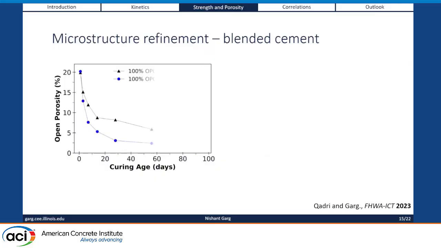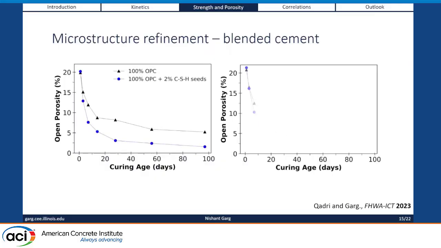Then we start looking at the microstructure refinement. We look at different cases: the 100% OPC and the OPC with fly ash. And in both cases, at a 2% dosage, you do see a reduction in porosity, which means not only do we have a strength gain, but the microstructure is getting refined.